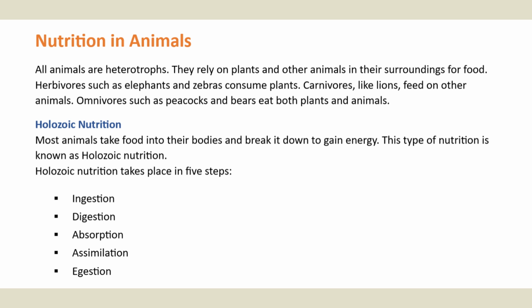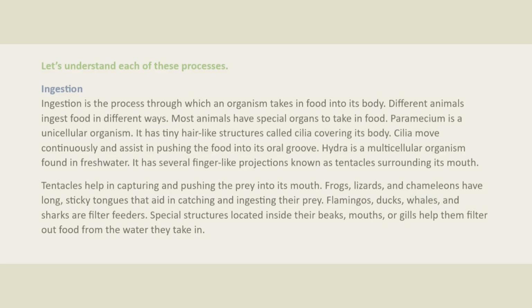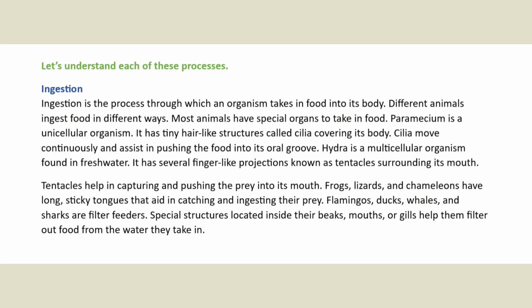Holozoic nutrition. Most animals take food into their bodies and break it down to gain energy. This type of nutrition is known as holozoic nutrition. Holozoic nutrition takes place in 5 steps. 1. Ingestion. 2. Digestion. 3. Absorption. 4. Assimilation. 5. Egestion. Let's understand each of these processes.